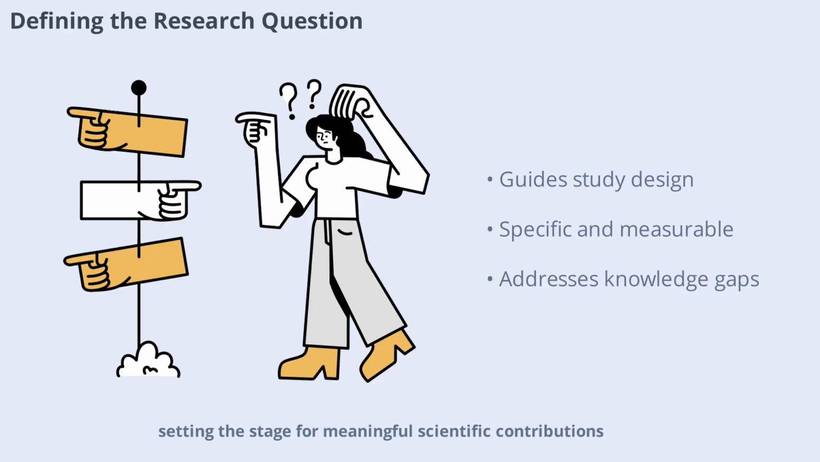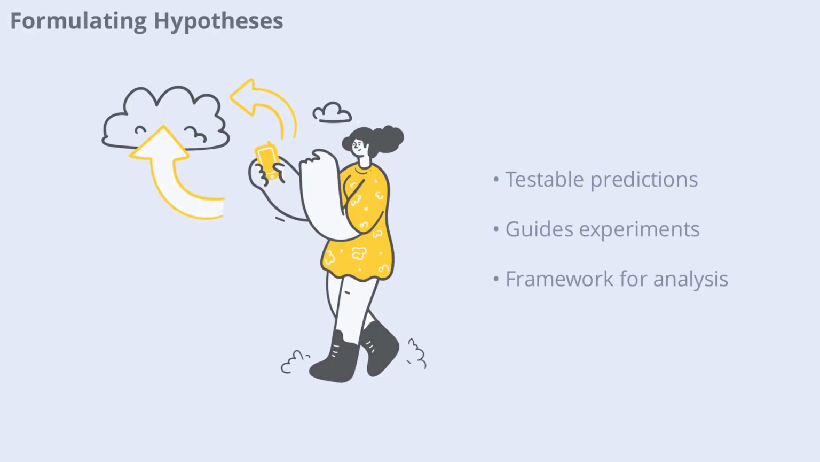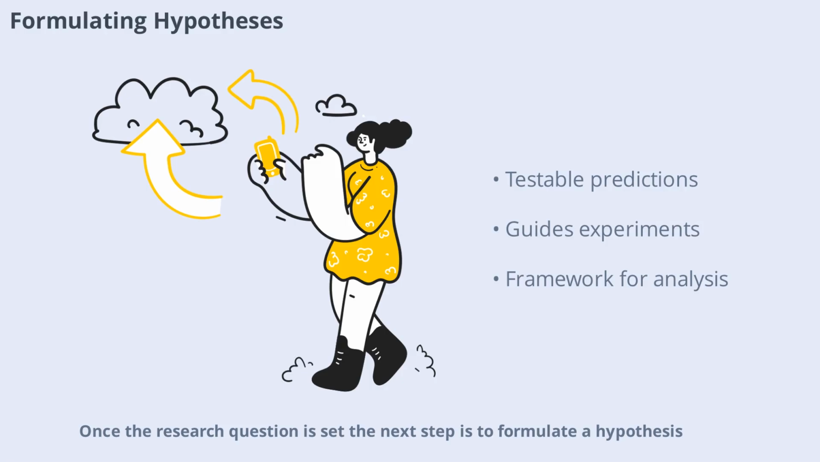Once the research question is set, the next step is to formulate a hypothesis. A hypothesis is a testable statement predicting the relationship between variables. In biomedical research, hypotheses often propose how a particular intervention or exposure affects health outcomes. Clear, well-constructed hypotheses help researchers design experiments, choose appropriate measurements, and interpret findings. They also provide a framework for statistical analysis, making it easier to draw meaningful conclusions from the data.